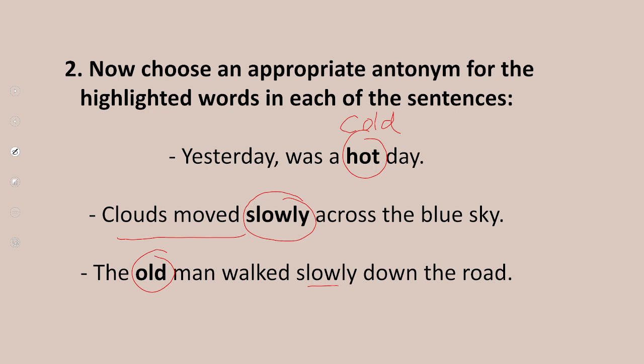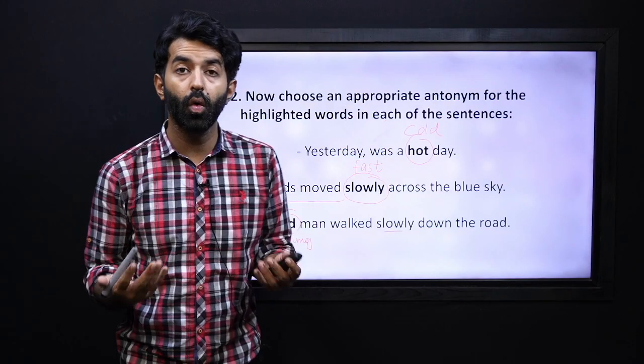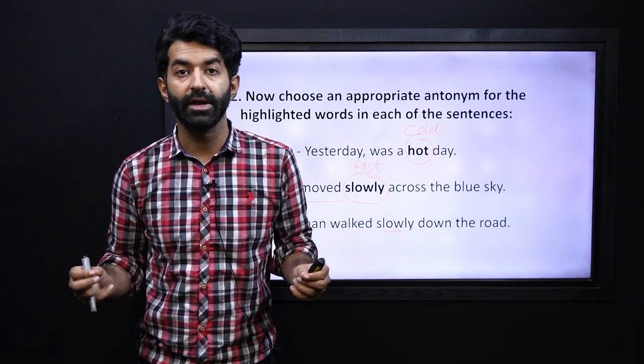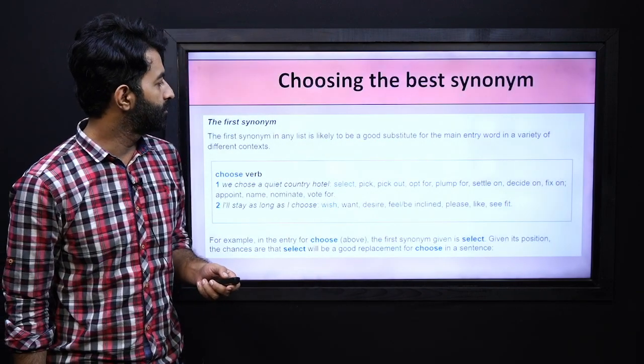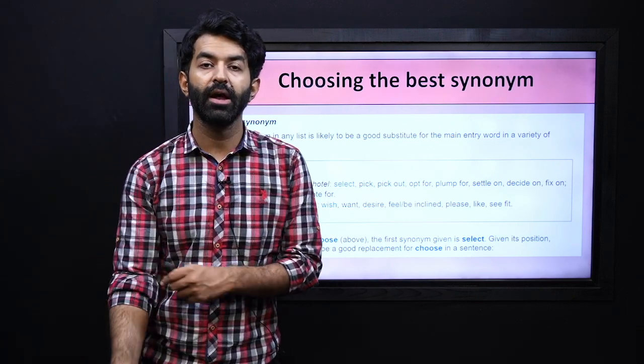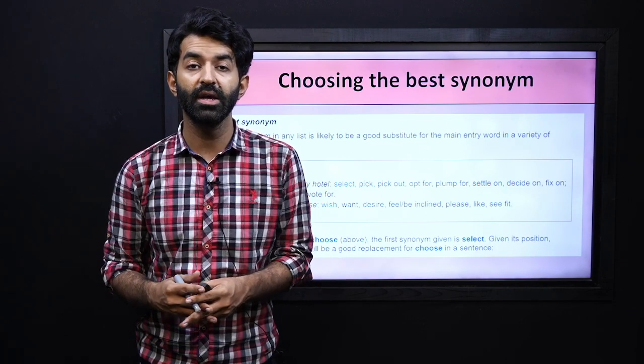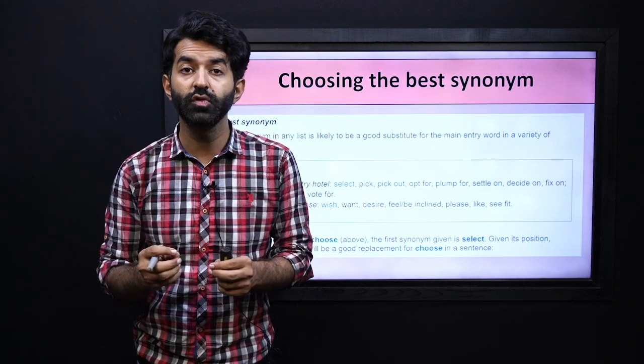Clouds moved slowly. We can say fast. Old can be young or energetic, and there are so many opposite words for the word old. In this way, we selected the appropriate antonym in our sentence. Now, when we are looking at a thesaurus or a dictionary, we find so many words, either they are synonyms or antonyms. How do we choose the best one?